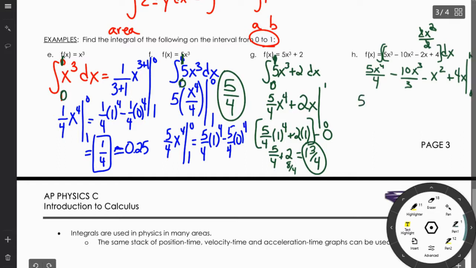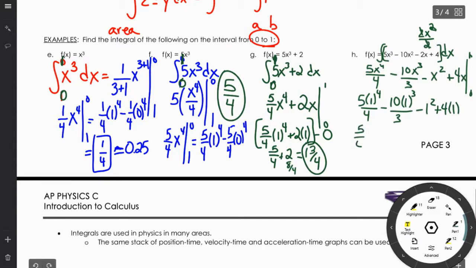So we're going to have 5 times 1 to the 4th over 4 minus 10 times 1 cubed over 3 minus 1 squared plus 4 times 1, right? And so it's going to be 5/4 minus 10/3 minus 1 plus 4. I'm going to grab my calculator real quick.